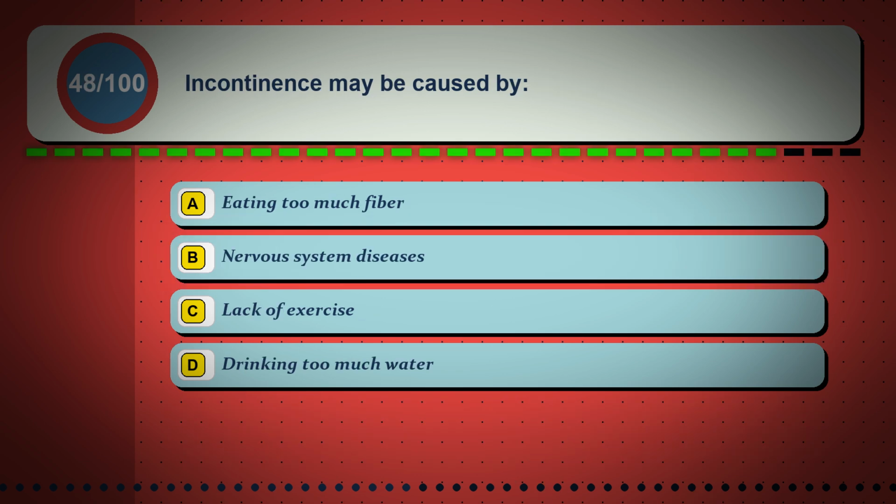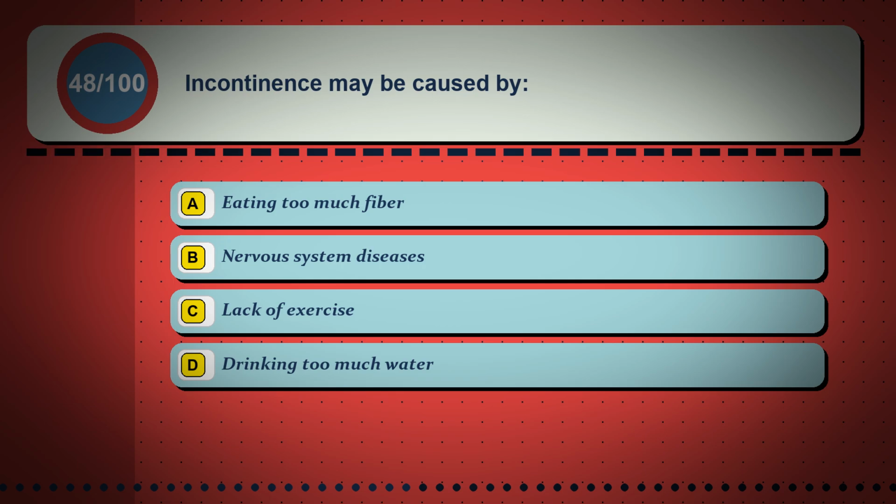Question 48. Incontinence may be caused by Option A. Eating too much fiber. Option B. Nervous system diseases. Option C. Lack of exercise. Option D. Drinking too much water.